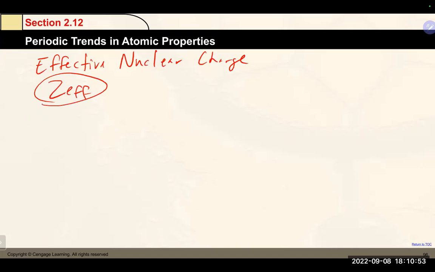So I also want to talk about another aspect of periodic trends, which is important, and it's what is sometimes referred to as effective nuclear charge, and it's sometimes referred to as Z effective. The effective nuclear charge is the positive charge that electrons feel based on their position near the nucleus and the position of other electrons that may be in front of them.